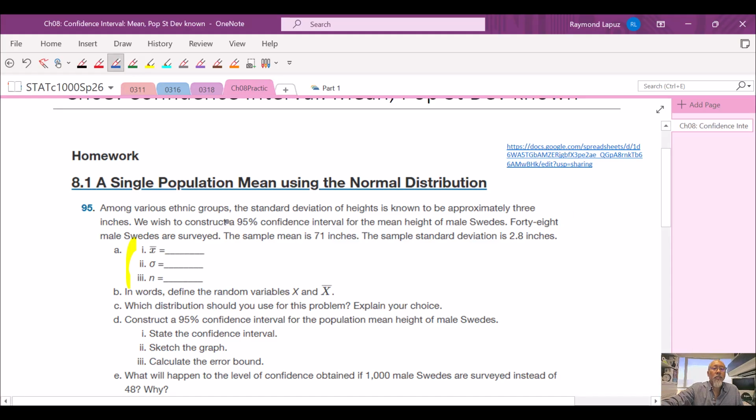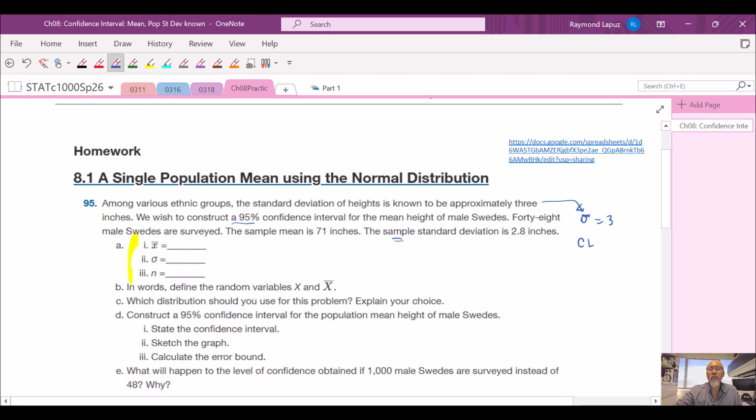Among various ethnic groups, the standard deviation of heights is known to be approximately equal to 3. So this is not about the particular sample that we have, but rather about the whole population. So sigma is going to be 3. That's going to be different from the sample standard deviation, which is denoted by S. We wish to construct a 95% confidence interval, so your confidence level, also known as CL, is going to be 95%. We'll need to keep that in mind.